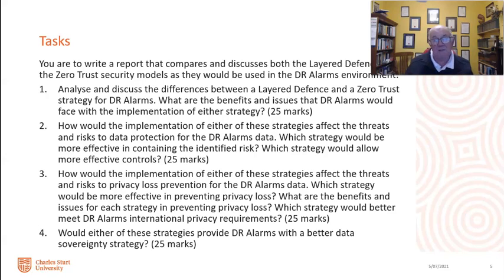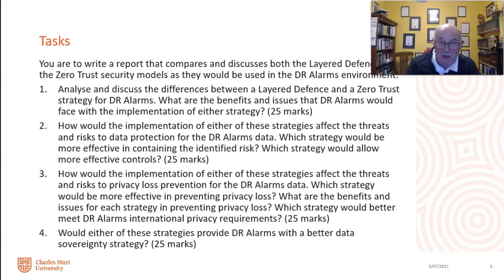So you have 4 tasks. Firstly, to analyse and discuss the differences between a layered defence and a zero trust strategy for DR Alarms, and you need to look at the benefits and issues that they would face with the implementation of either strategy. Secondly, how would the implementation of either of these strategies affect the threats and risks to data protection for their data? Which would be the more effective strategy to contain the identified risks? Which strategy would allow more effective controls?